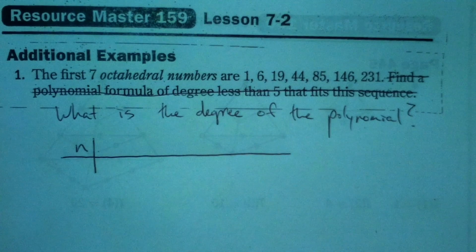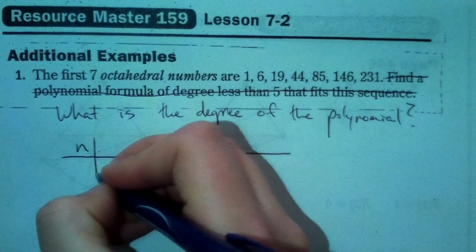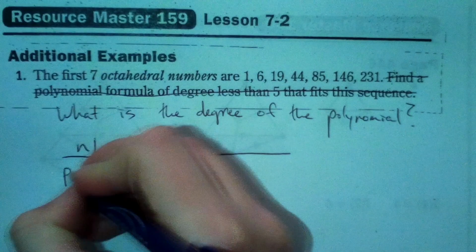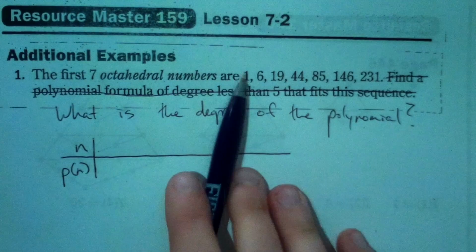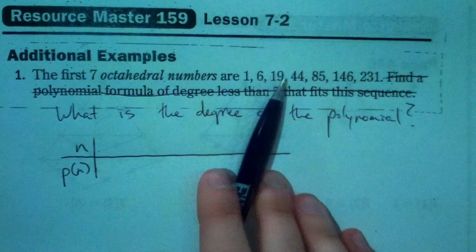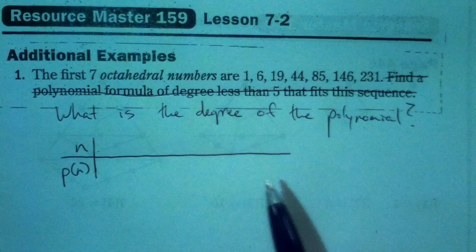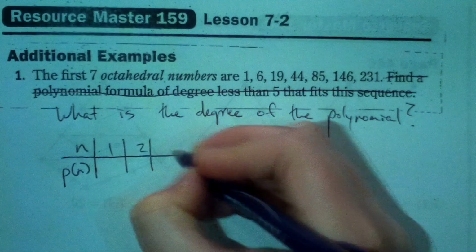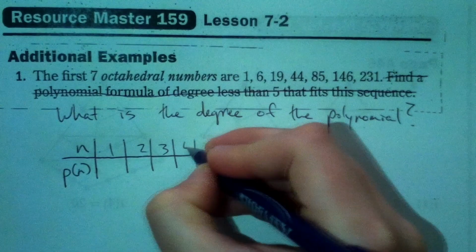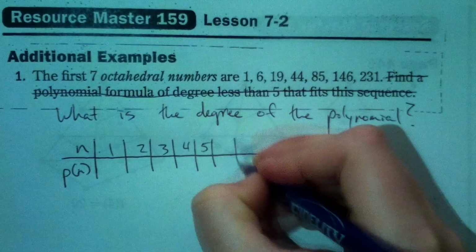And then the bottom row would be the numbers that kicked out based on that term number. So you would just do like the 1, 6, 19, 44, 85, 146, 231. And then to find our actual degree before we can use our calculator to do stuff, this is where we're looking at our consecutive values and subtracting those.